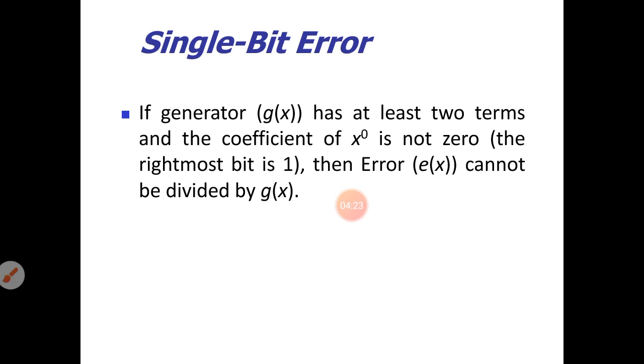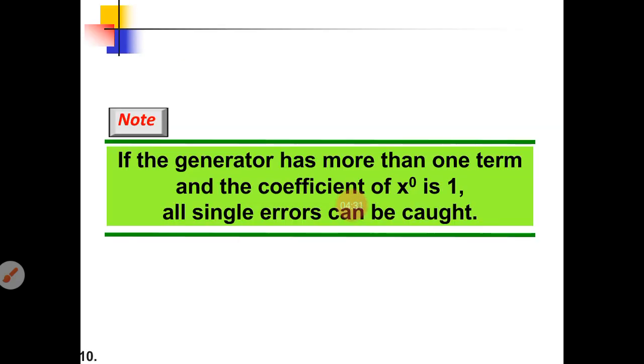Okay, so in this way we need to represent the single bit error in polynomial form, and what type of generator we need to use to detect that single bit error. If the generator has more than one term, the generator must require more than one term, and the coefficient of x raised to 0 must be 1 to detect all single errors. That is the form of generator we need to use to detect the single bit error. That is, the x raised to 0 coefficient must be 1.